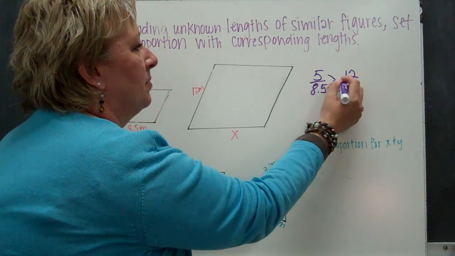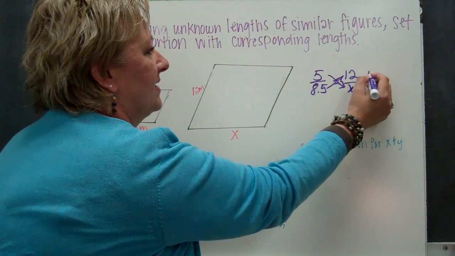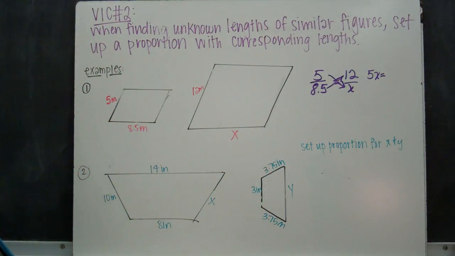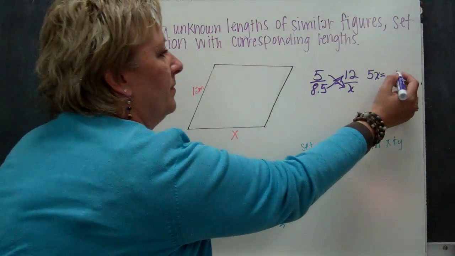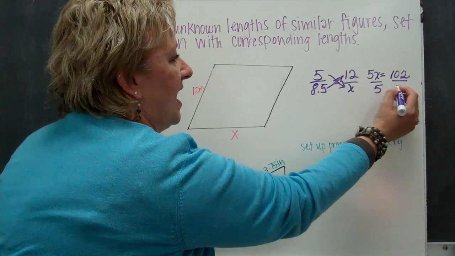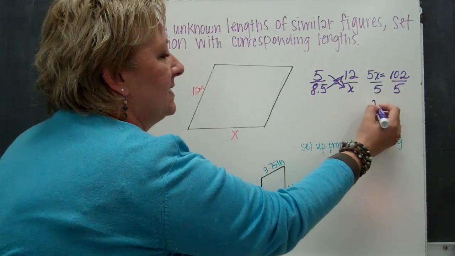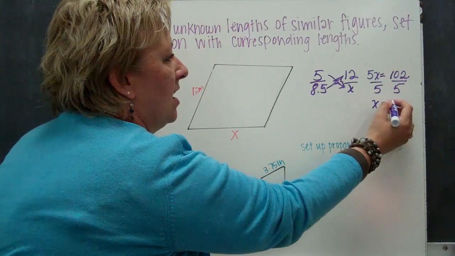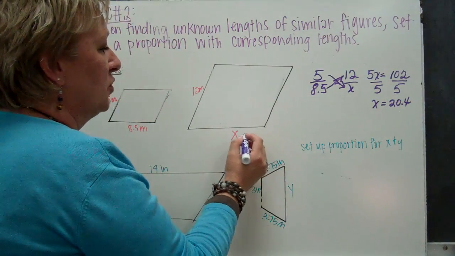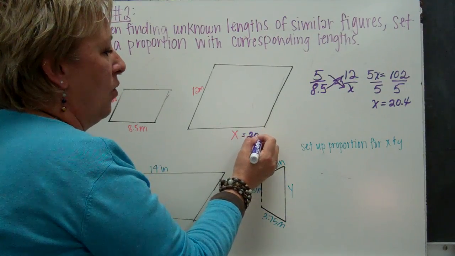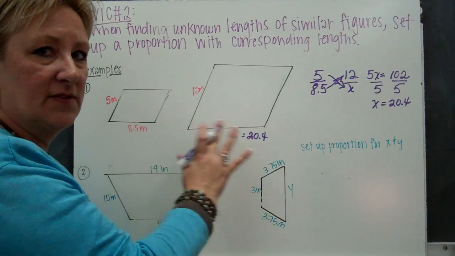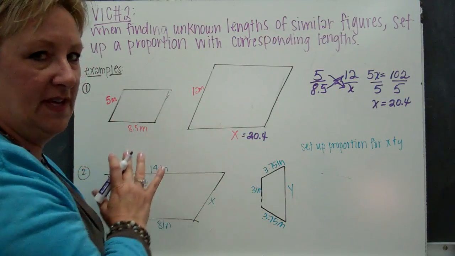When I cross multiply these two, I will get 5x equals 12 times 8.5, which should be 102. And when I divide each side by 5, my missing length is going to be 20.4. So 20.4 will be what my x value is, as long as they have already told me that these are corresponding or similar figures.